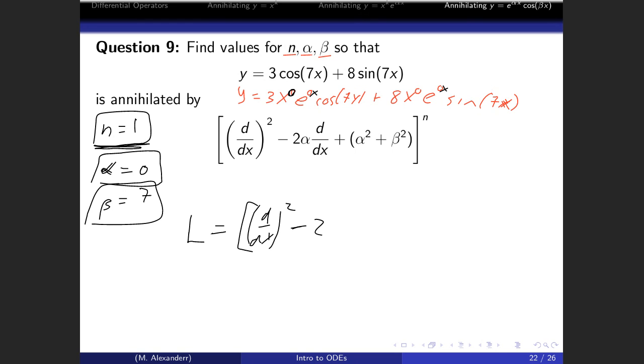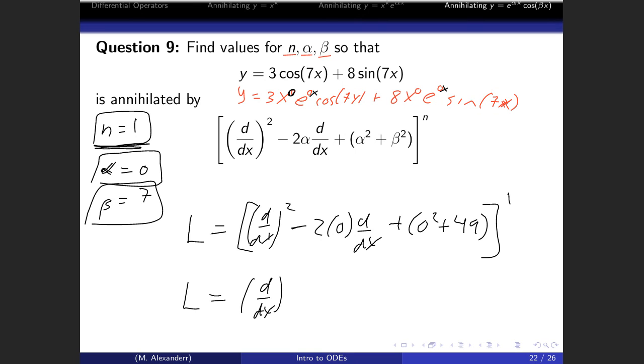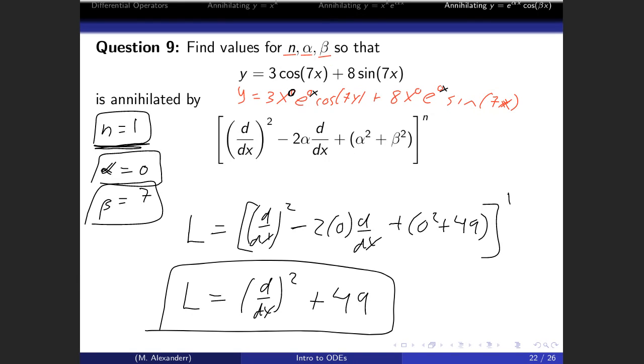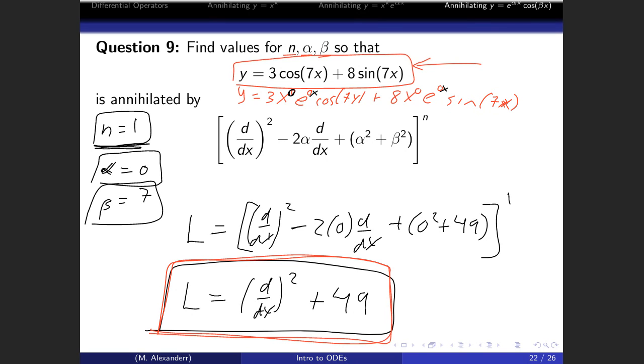Well, actually let me just write it down, that way you know where it's coming from. And now this is going to be plus 0 squared plus beta squared, which is 49. And then this is to what power? Power 1. If you simplify this a little bit, you'll get d dx squared plus 49. So simplify everything, and you get this to be your operator, which I'll put in the red box. This operator in the red box is the operator that cancels out this function in the very beginning. So that's how we play the game.